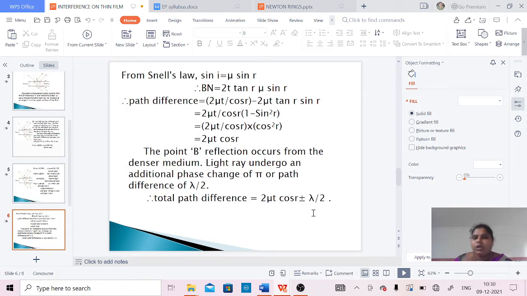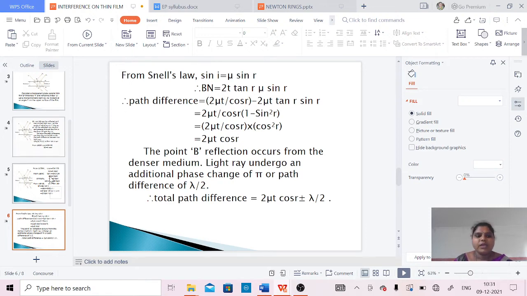And next, we know Snell's law very well. The actual Snell's law is mu1 sin i equals mu2 sin r. That means one is the rarer medium and the other is the denser medium. For the rarer medium, air, the refractive index mu1 is 1, and mu2 is written as mu. So sin i equals mu sin r. Now BN equals 2t tan r, and instead of sin i we write mu sin r. So the total path difference is 2 mu t cos r.